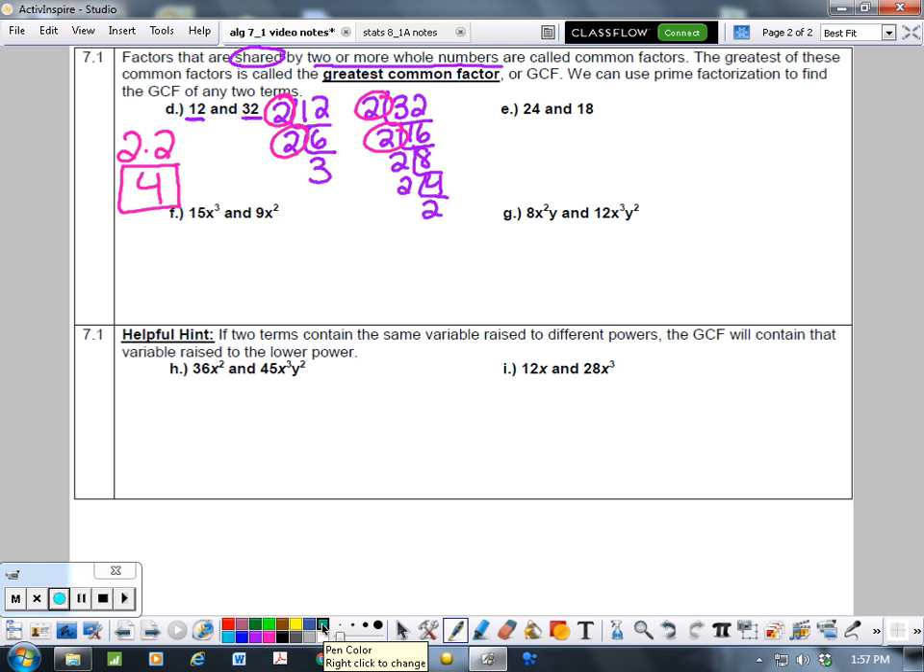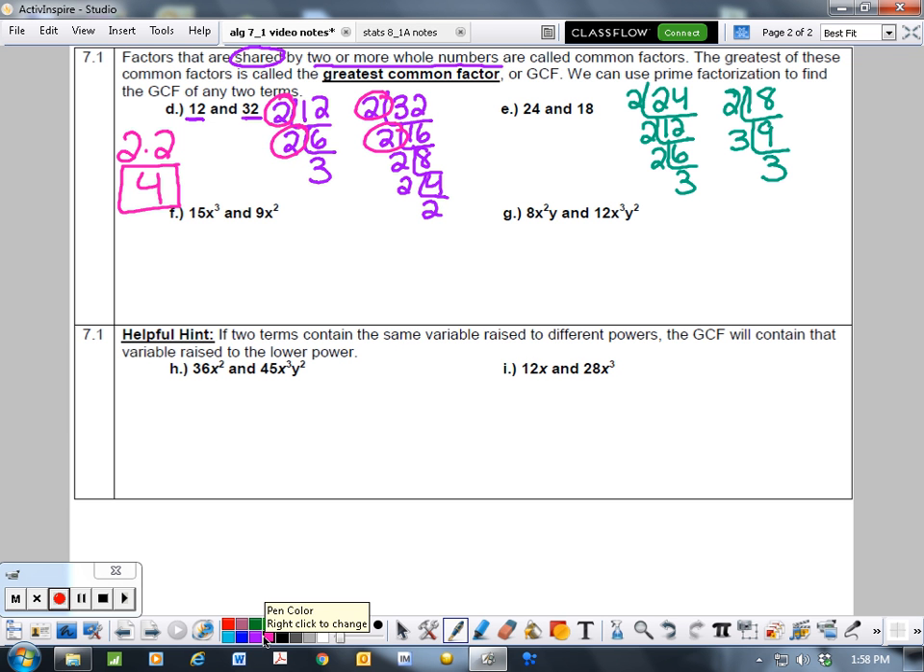So we can break down 24: 2 and 12, 2 and 6, 2 and 3. And I can break down 18: 2 and 9, 3 and 3. And then I look at where my common factors are. They each have a 2, they each have a 3, so my greatest common factor is 2 times 3, which is 6. Now that you look back at 24 and 18, you can be like, oh yeah, I see where that's 6. That makes sense.